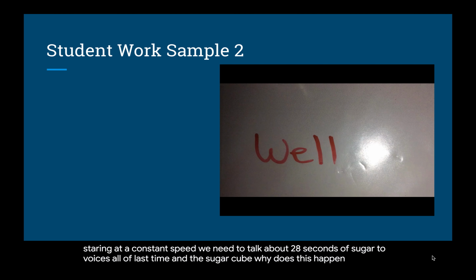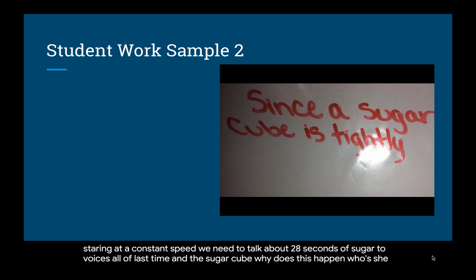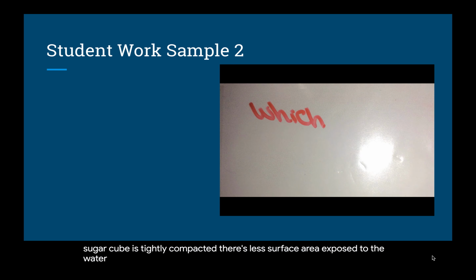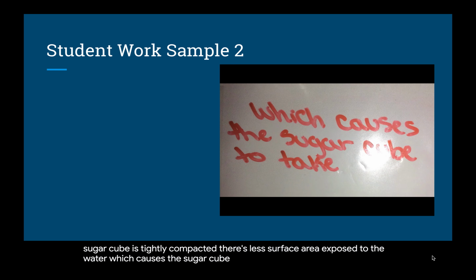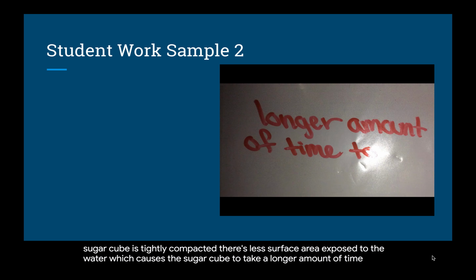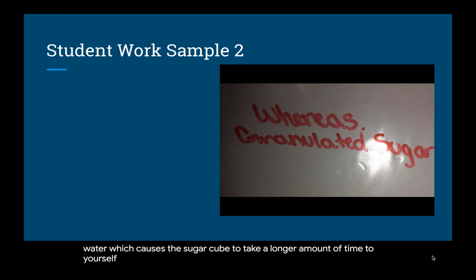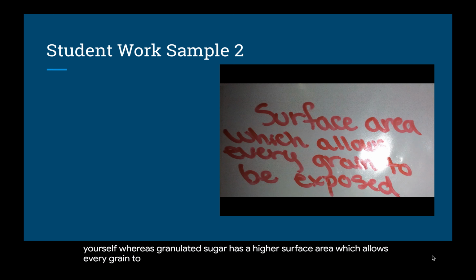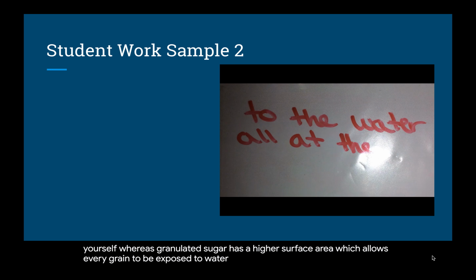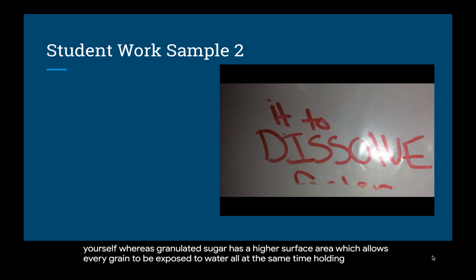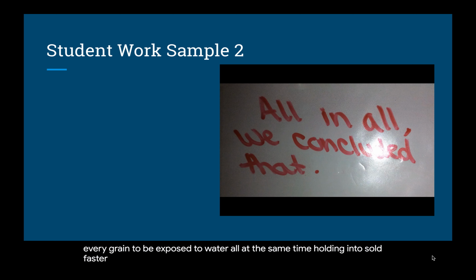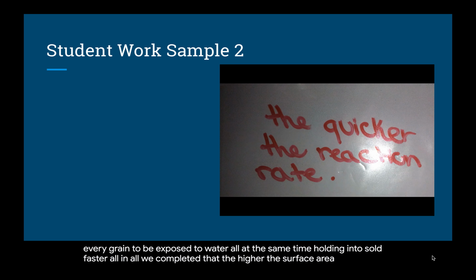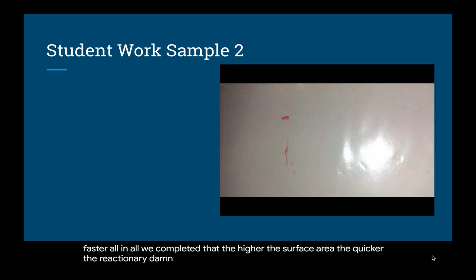Well, since a sugar cube is tightly compacted, there is less surface area exposed to the water, which causes the sugar cube to take a longer amount of time to dissolve. Whereas granulated sugar has a higher surface area, which allows every grain to be exposed to the water all at the same time, causing it to dissolve faster. All in all, we concluded that the higher the surface area, the quicker the reaction rate. The end.